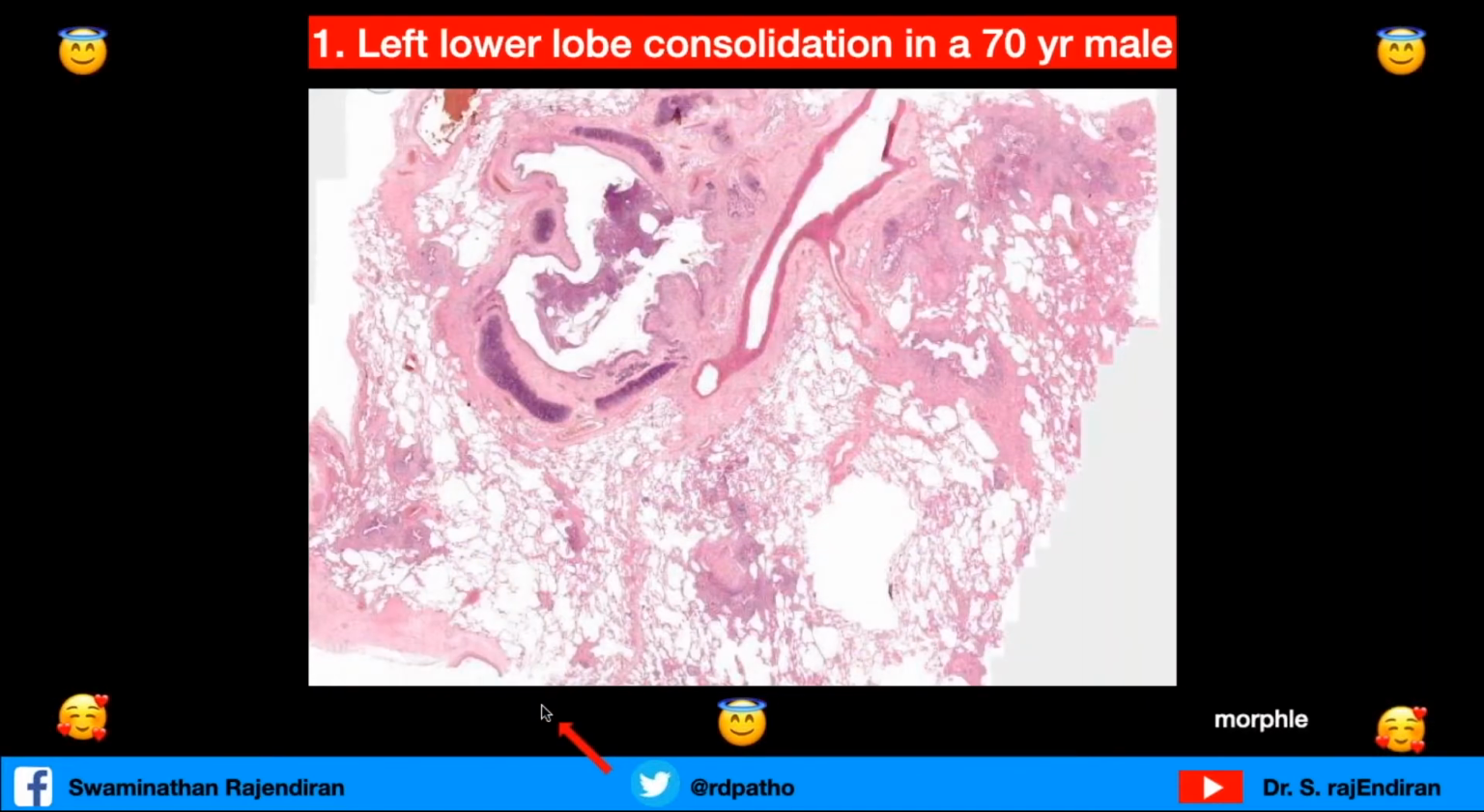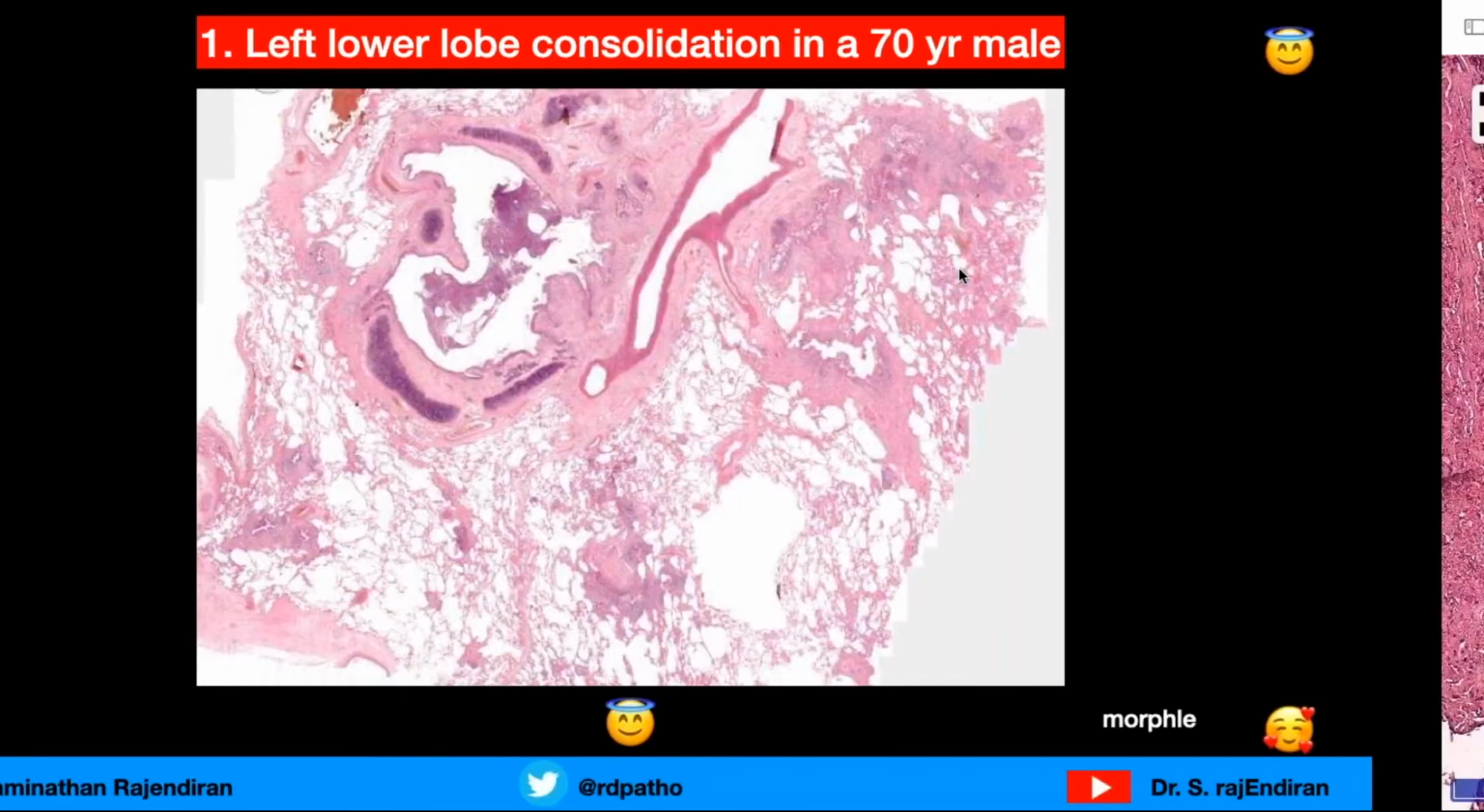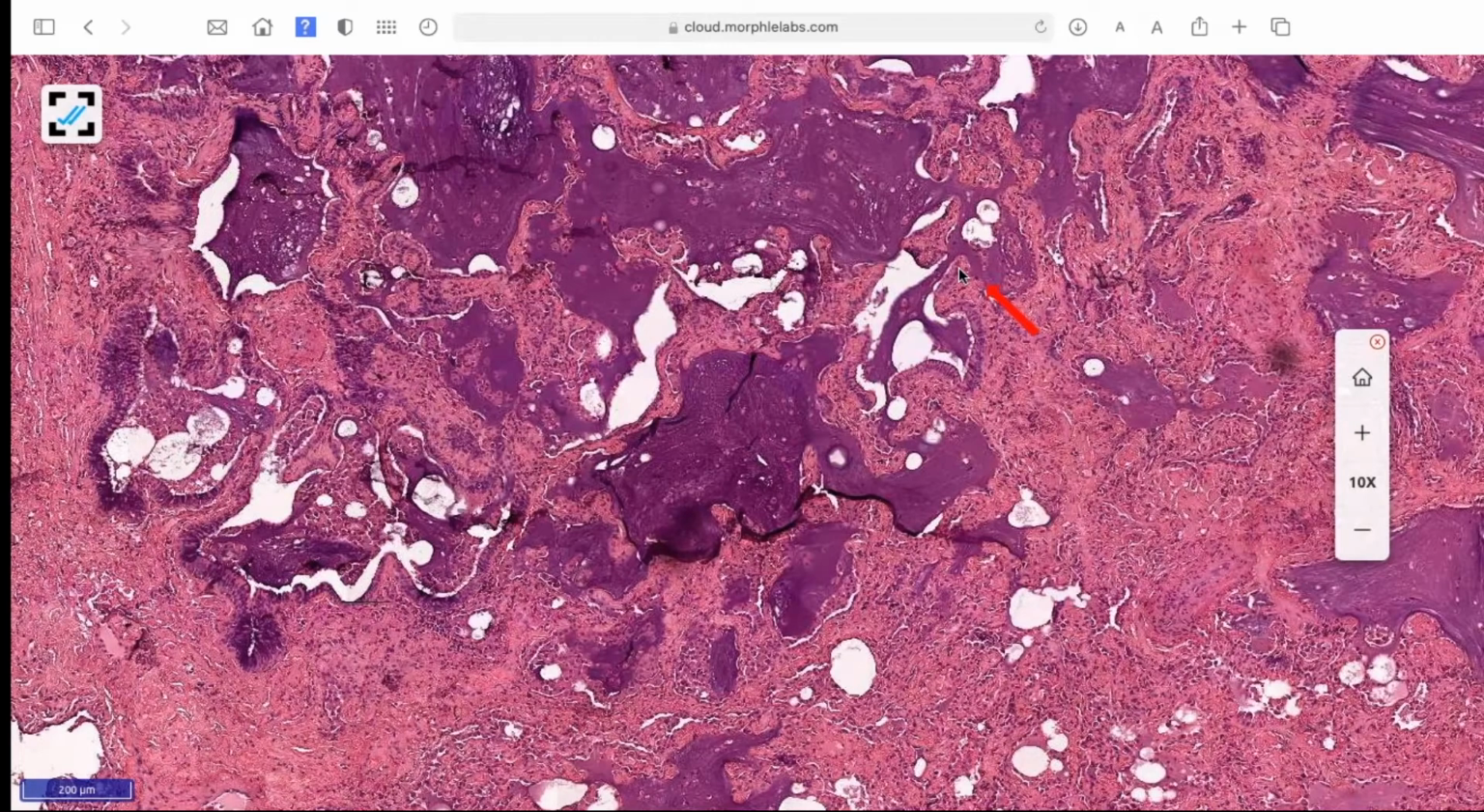Now, we are going to case number 1, left lower lobe consolidation. This is the low power view. This is the airway. These are pulmonary vessels. There is not much fibrosis, but there are some blue areas. See these blue areas around the airways. And see this airway is associated with the artery, and how nicely the artery is branching all along the airway. So this is an airway centered disease process. We'll go back to that slide, case number 1.